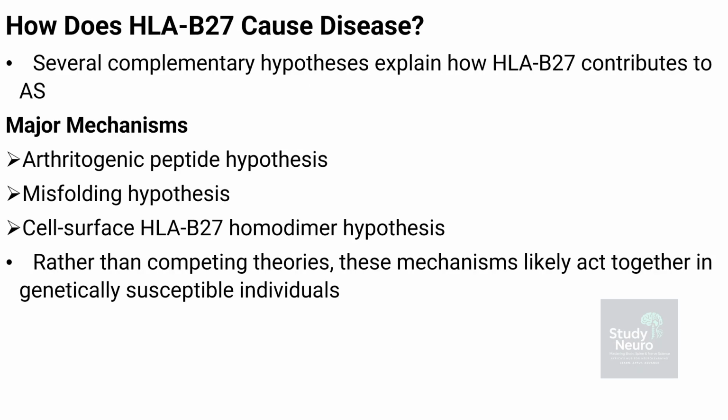How does human leukocyte antigen B27 cause disease? Human leukocyte antigen B27 contributes to ankylosing spondylitis through several biological mechanisms that appear to work together rather than acting alone. Current evidence supports the arthrogenic peptide hypothesis, the misfolding hypothesis, and the cell surface homodimer hypothesis. Although each explains a different part of the disease process, no single mechanism explains everything. In genetically susceptible individuals, these pathways interact to trigger abnormal immune activation, sustain chronic inflammation, and promote the tissue damage that eventually leads to structural changes in the spine.